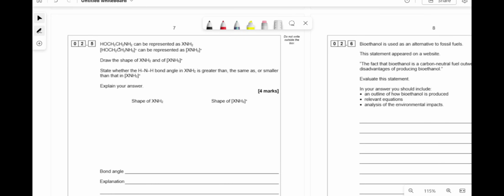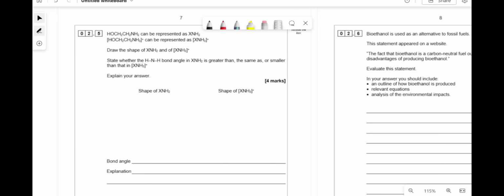So HOCH2CH2NH2 can be represented as XNH2, and HOCH2CH2NH3+ can be represented as XNH3+. Draw the shape of XNH2 and of XNH3+, and state whether the H-N-H bond angle is greater than or less than the one in XNH3+, and explain your answer. So whenever you want to find out the shape of a molecule, you need to know how many bonding pairs and lone pairs there are. So you need to figure out how many of those types of bonds there are around the central atom.